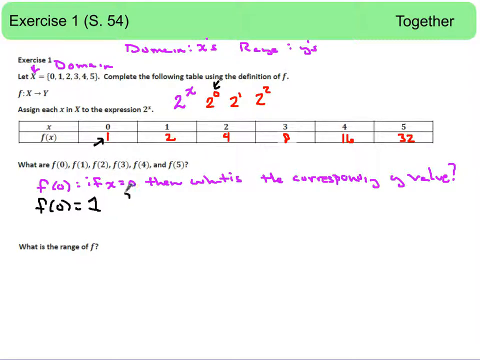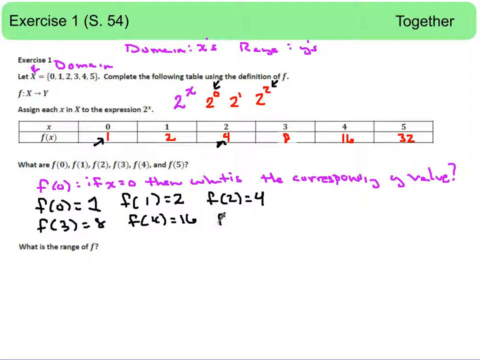So then if I continue on, if I said f of not 2 but 1, then we said that was equal to 2. If we said f of 2, that was equal to 4. Again, that's by plugging in this 2 right here and getting this particular answer here. And then it continues on down the line. F of 3 was equal to 8, f of 4 was equal to 16, and f of 5 was equal to 32.